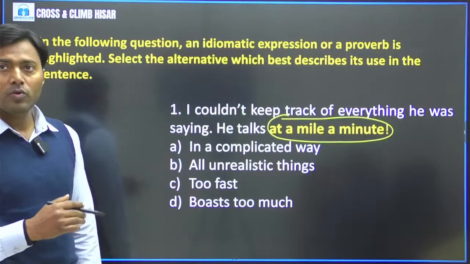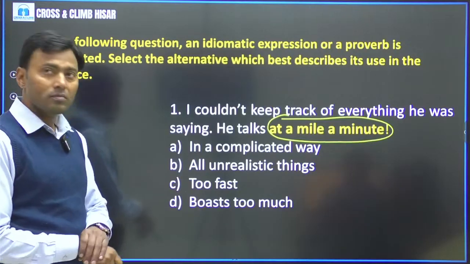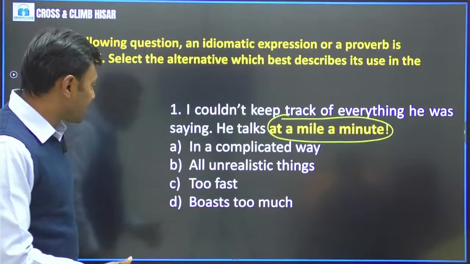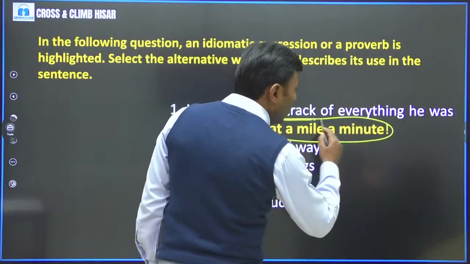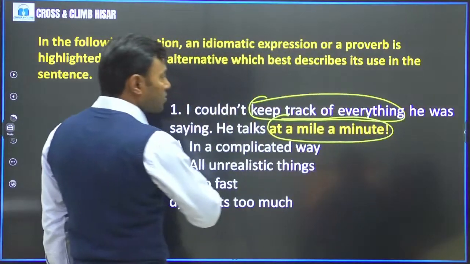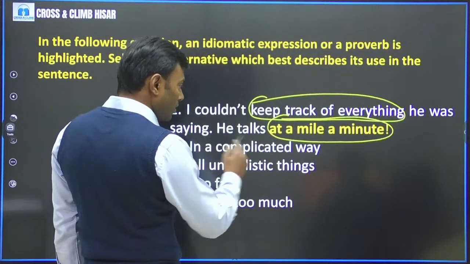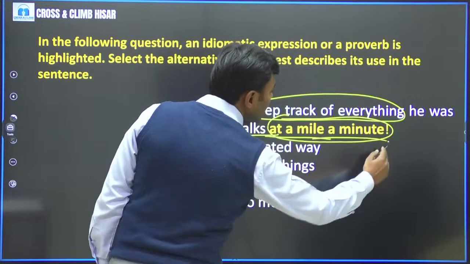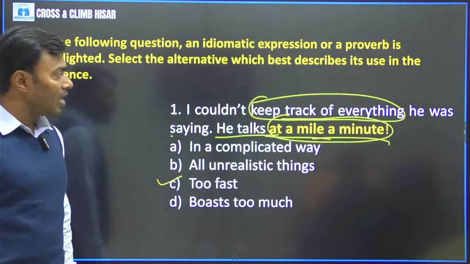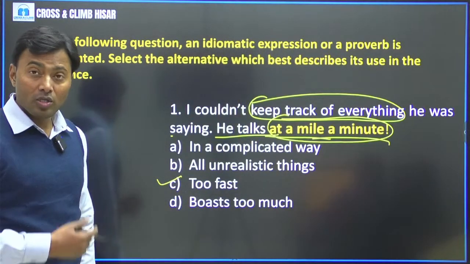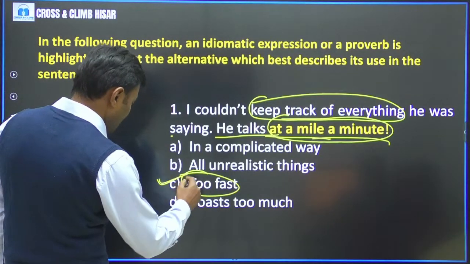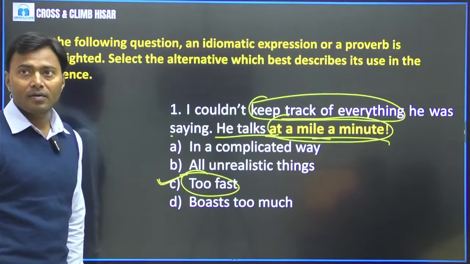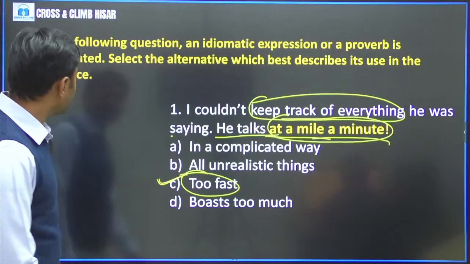What would be the answer to the question? Yes, he is talking too fast. Why could I not keep track of everything? I could not keep track of everything because he was talking at a mile a minute. If somebody is talking at a mile a minute, it means somebody is talking too fast. That's why I was not able to note down, too fast. Option C is the answer. Clear?